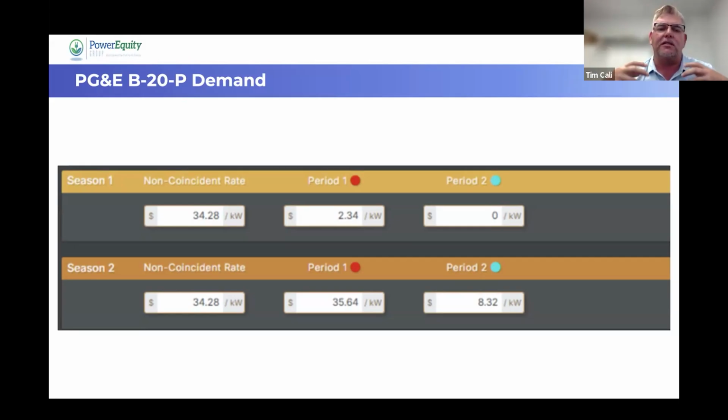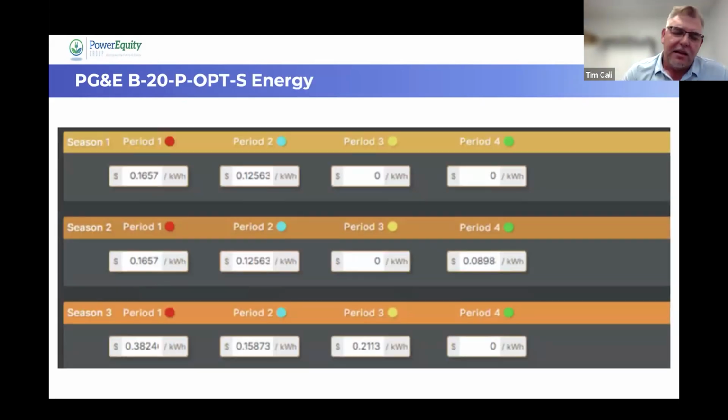Okay, so now let's look at the rates within the B20 storage tariff, which is B20 option S. Next slide, please. Not to be confused with B20S for secondary, but B20 primary interconnection option S for storage tariff. Your option R and option S are almost identical. They have identical energy rates. It's just, are you going to be having solar and battery, or just solar, or just battery, just storage?